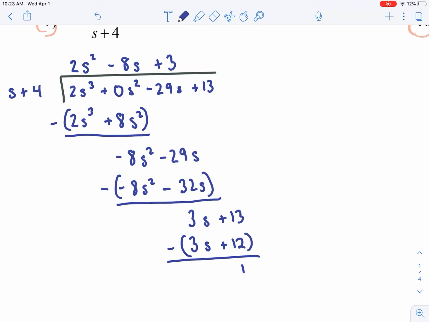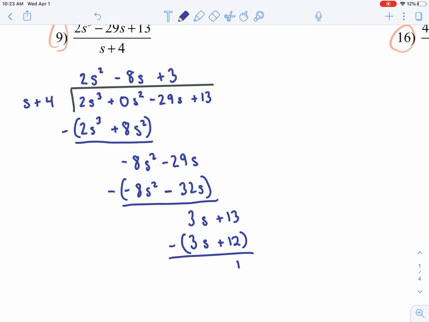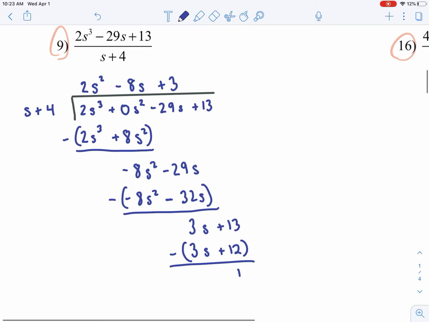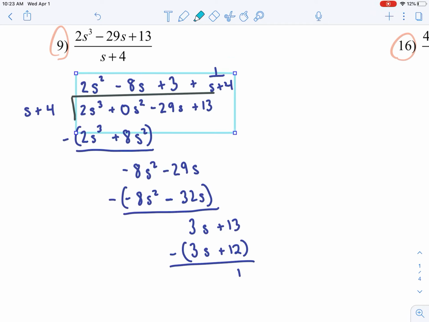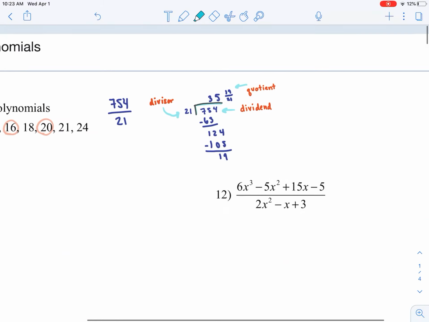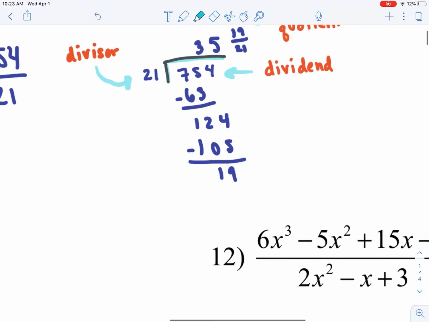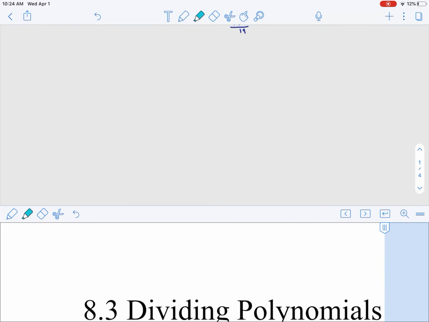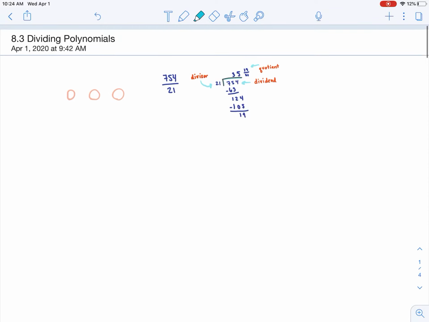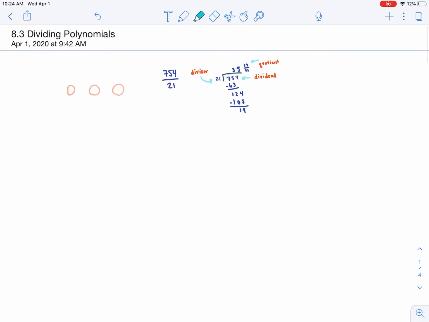So there's my quotient with a remainder 1, but instead of writing it as a remainder 1, it's like I have 1 over s plus 4. And that's my answer. So it's the same kind of thing as above when I was just dealing with numbers, where I did have a remainder 19, but it's like I have 35 and another 19/21sts.